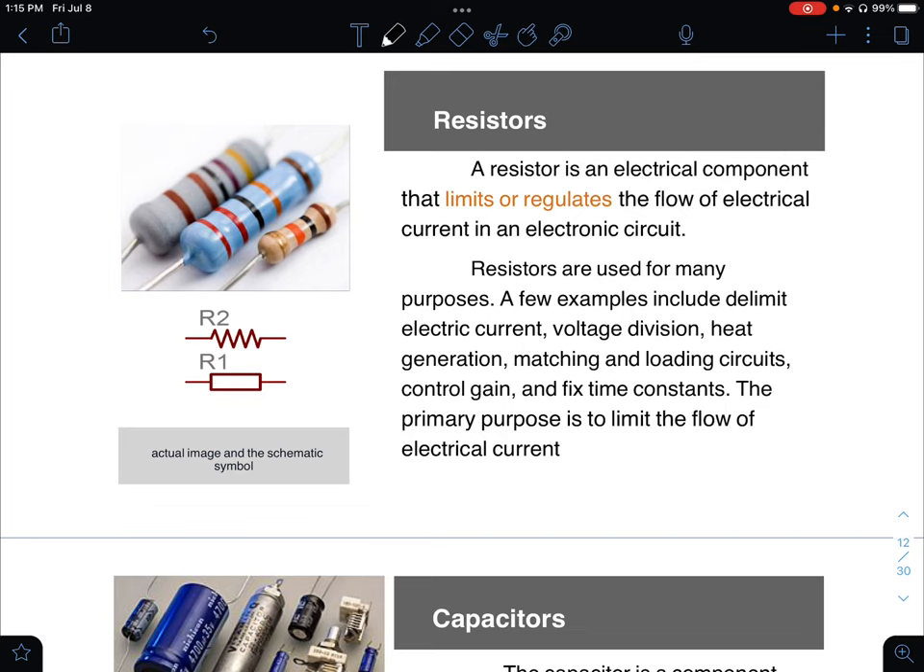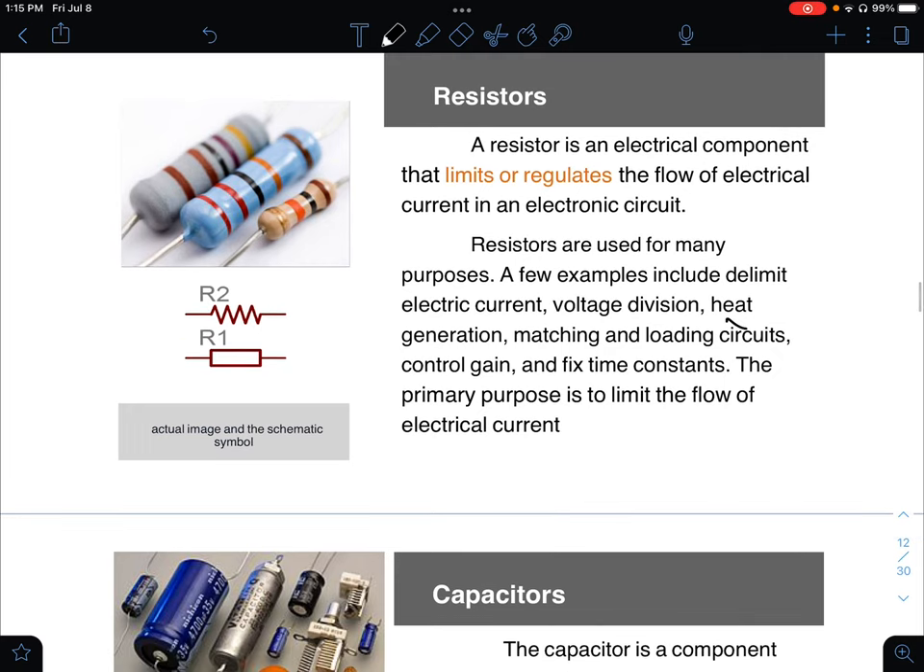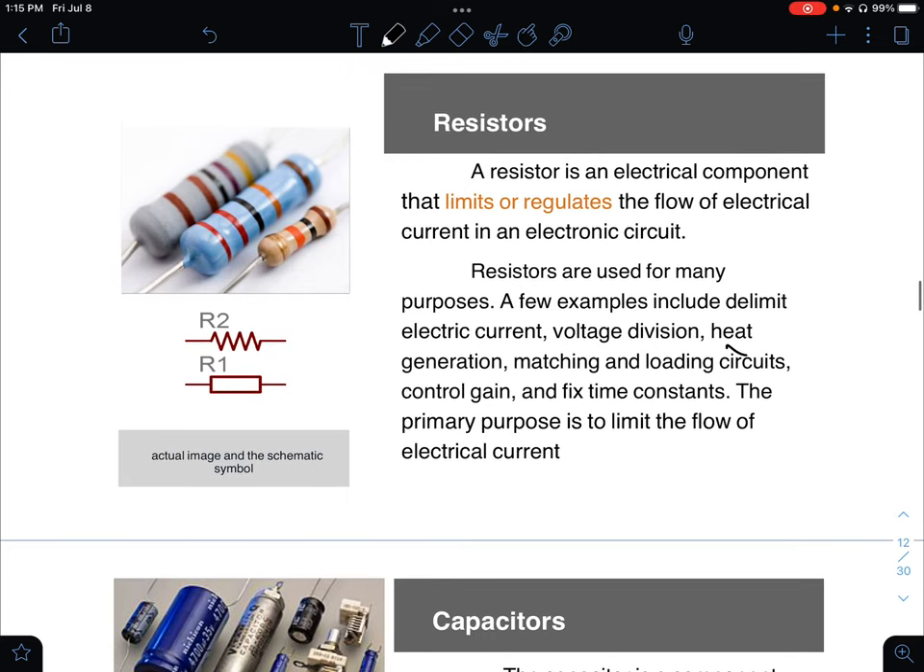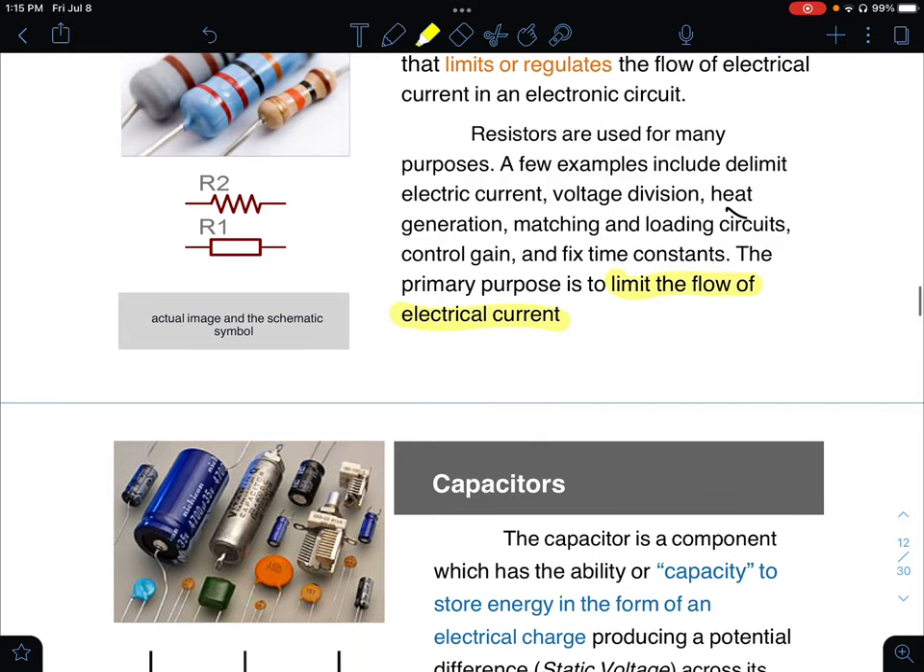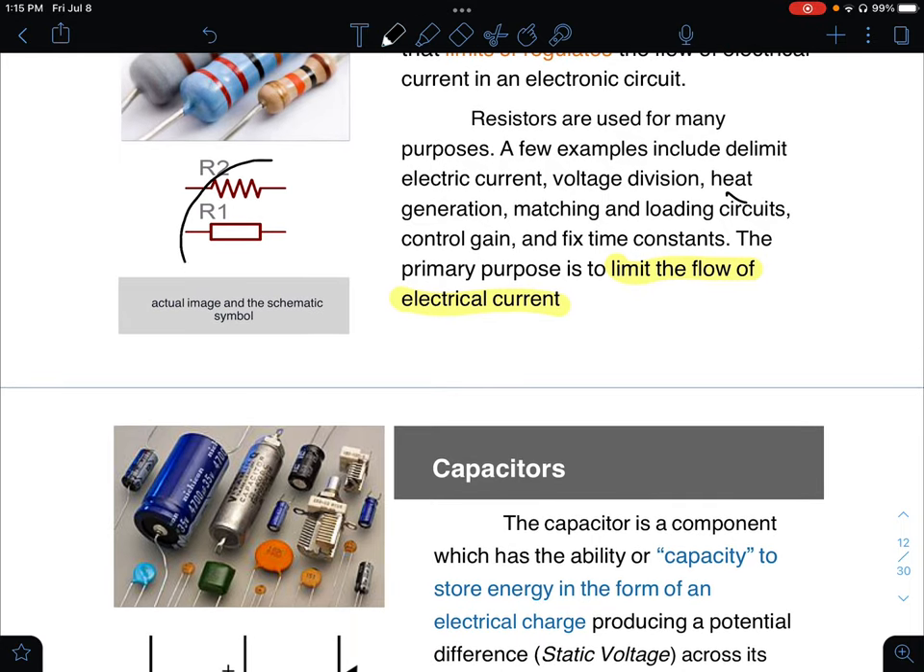A few examples of their uses include limiting electric current, voltage division, heat generation, matching and loading circuits, control gain, and fixed time constants. Now, the primary purpose is to limit the flow of electrical current. That's really it. Limit the flow of electrical current. So, again, the symbols are very important because we will be using them later.